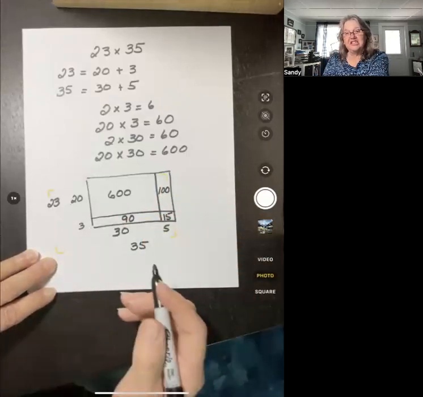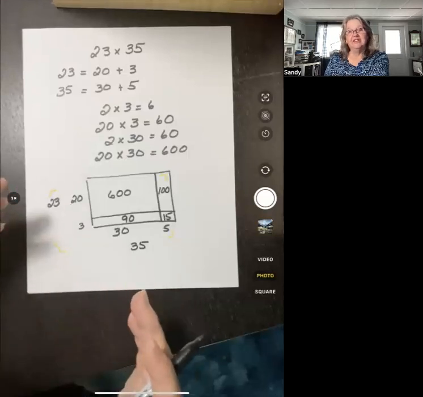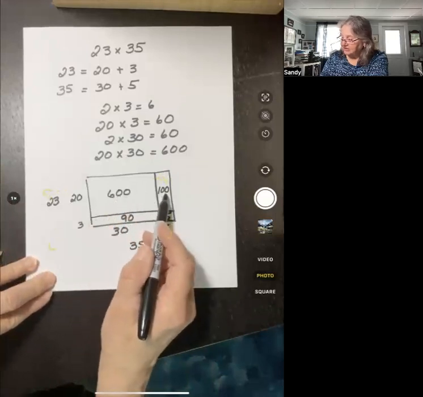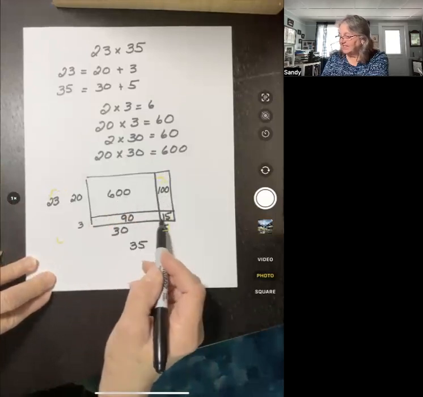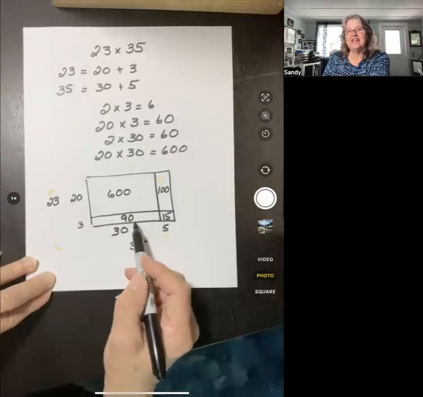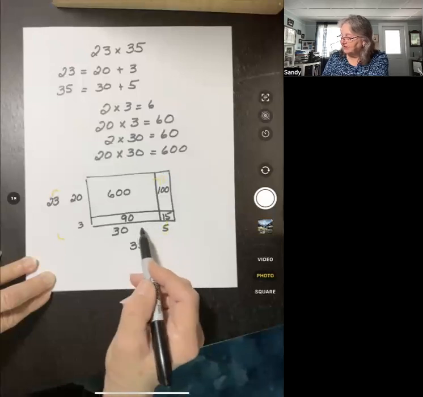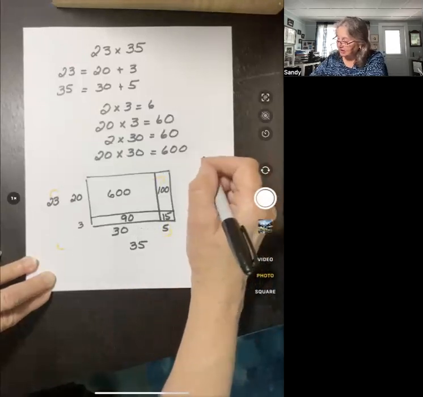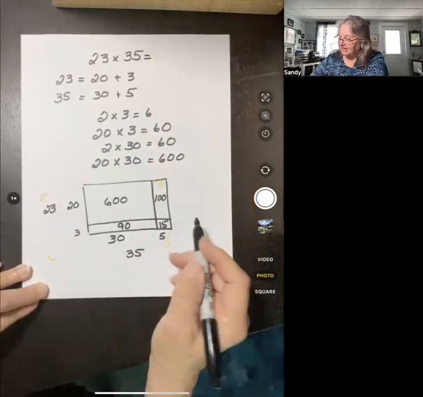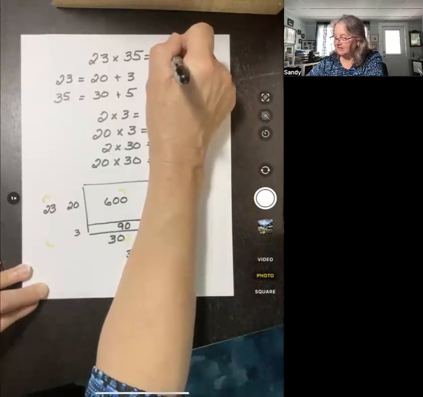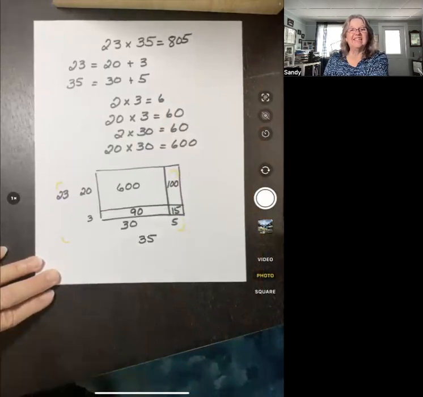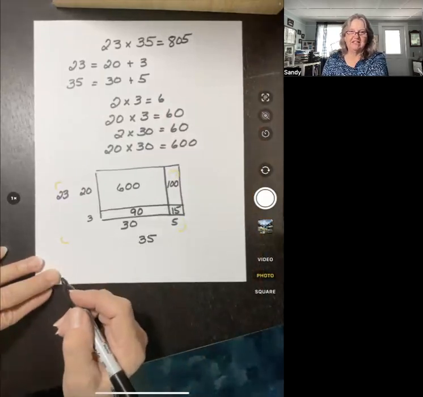And I can add all these together, and I get the total area. So if you think about this, well, 600 and 100 is 700. The 90 and the 10, that's going to be another 100, 800. And then I've got 5 more, 805. So 23 by 35, that has a total area of 805. And I found it by using this idea that I can cut that area into smaller pieces.